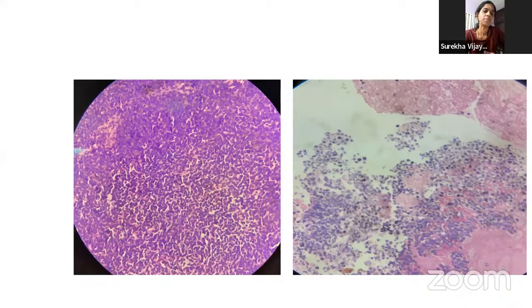The nucleus has finely stippled chromatin, and there was brisk mitosis, which means it is a highly proliferating, aggressive tumor. In the second picture, you can see the cells arranged around a neuropil-like formation. We call this Homer Wright pseudorosette formation.